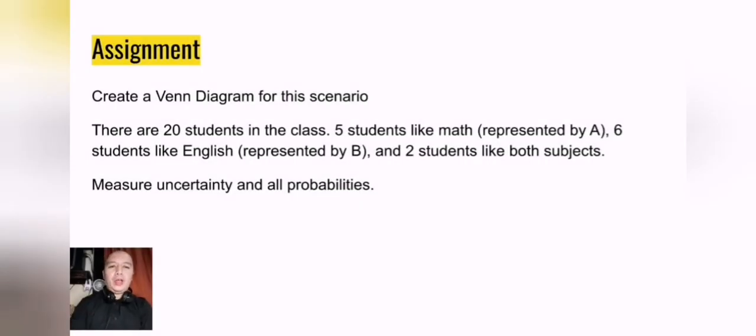I would like you to create a Venn diagram for this scenario. There are 20 students in the class, 5 students like math, represented by A, and then there are 6 students who like English, represented by B, and then 2 students like both subjects equally. Now, I would like for you to measure uncertainty and probabilities using the Venn diagram. If you would like to know the answer to this, feel free to send me a message or comment down below in this video.